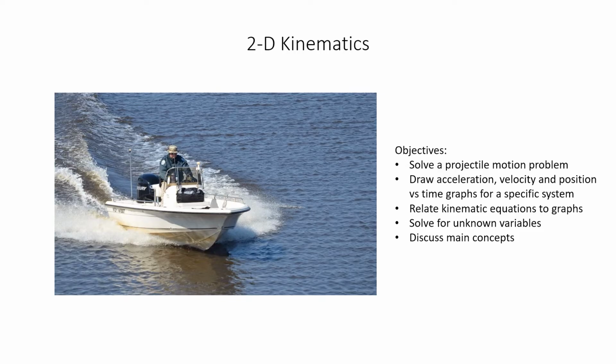Hey there, let's talk about 2D kinematics. Two-dimensional kinematics is much like 1D kinematics, except there's motion going on in two different directions. What we typically do is rotate our coordinate system so that the acceleration lies along one of the coordinate axes and not both. To illustrate this, I'm going to solve a projectile motion problem.